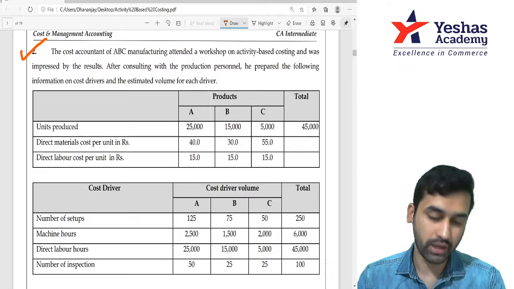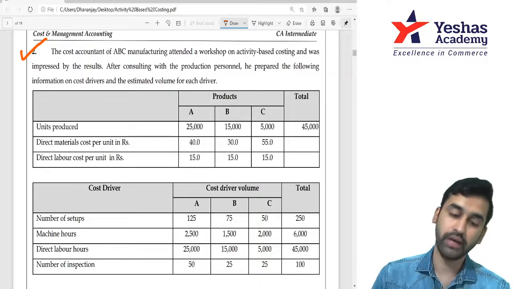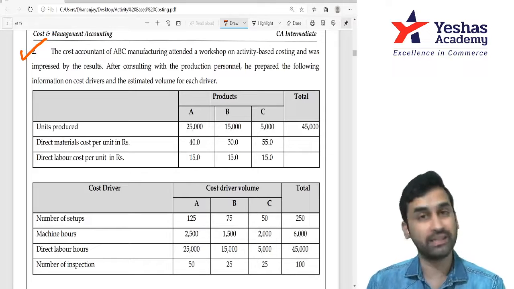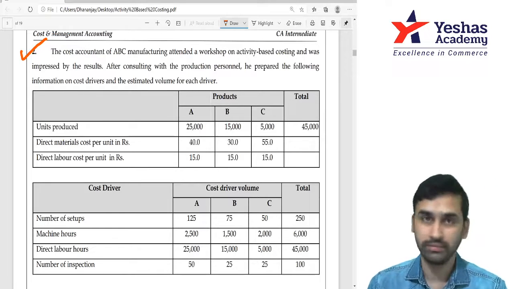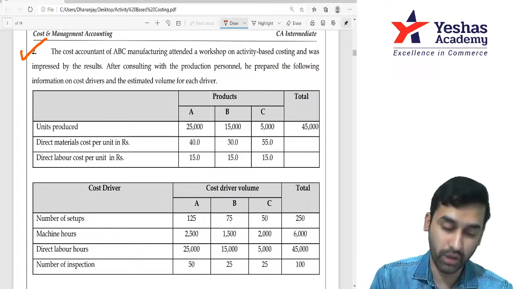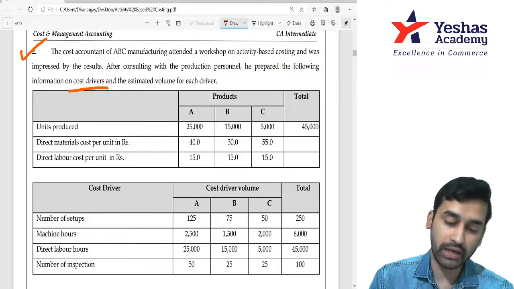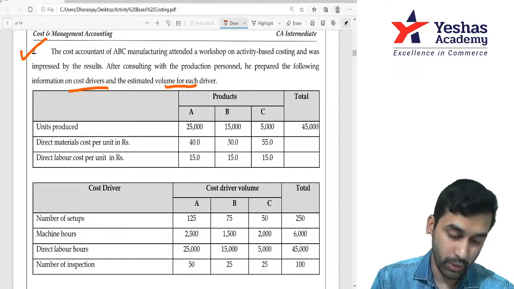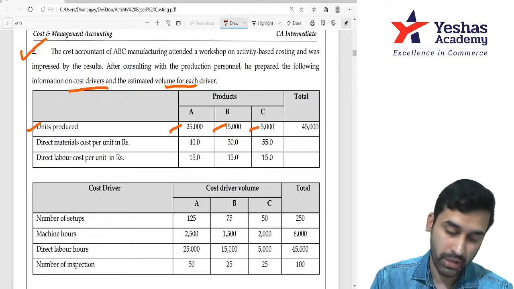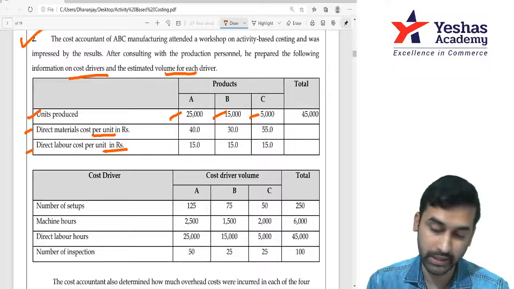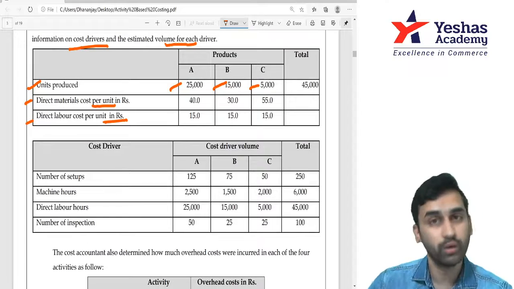The cost accountant of ABC Manufacturing attended a workshop on activity based costing and was impressed by result. All this is time pass. Correct. After consulting with the production personnel, he prepared the following information on cost drivers and the estimated volume for each driver. This is important to me. Units produced given, material cost per unit in rupees, labor cost per unit in rupees. Correct, sir. Material done, labor done. What else you need? Overhead.